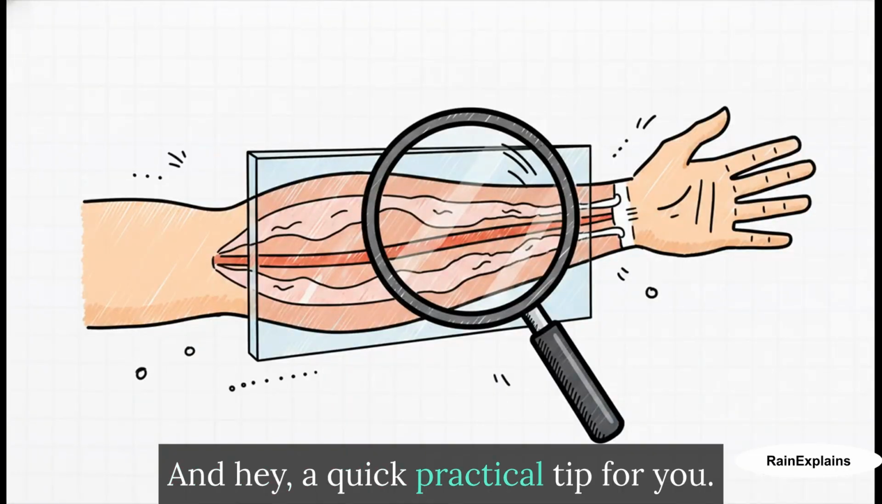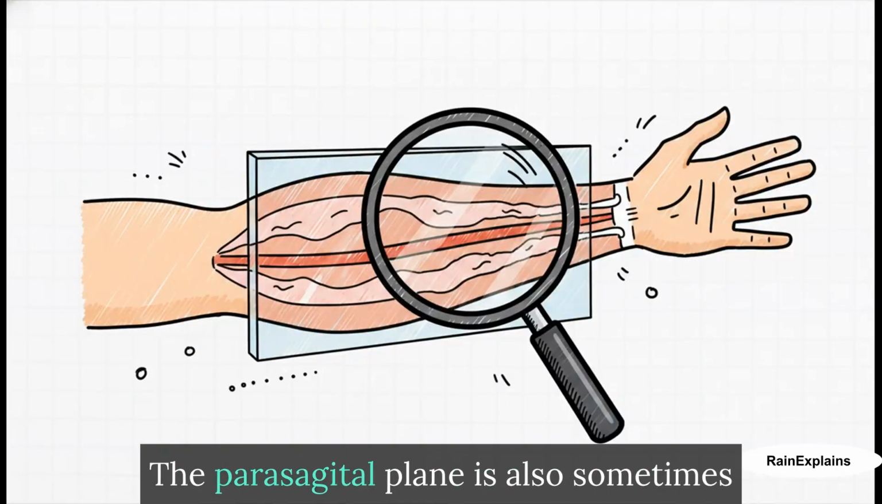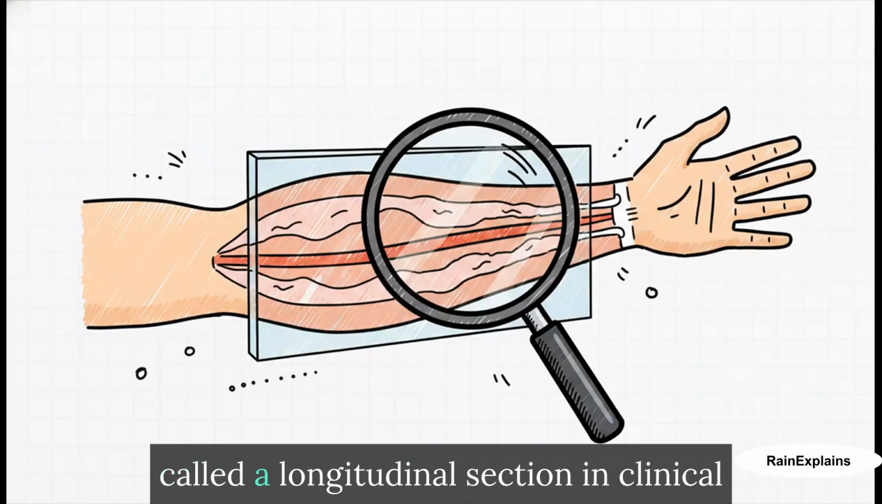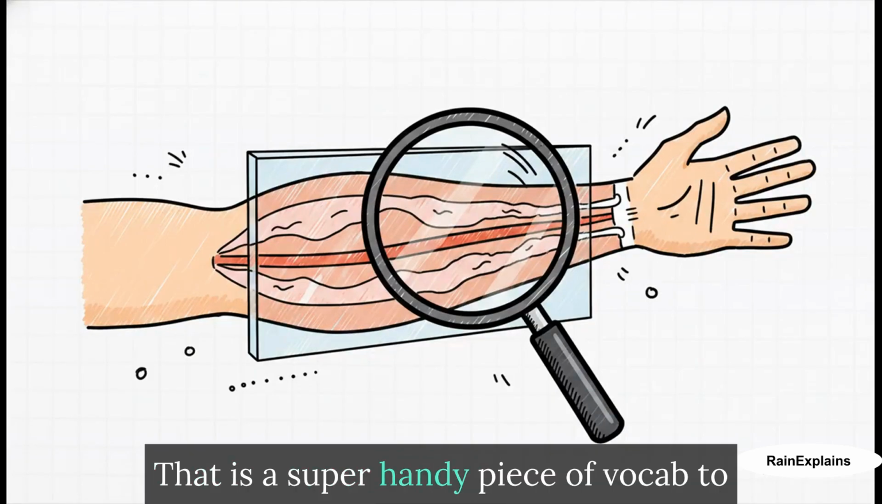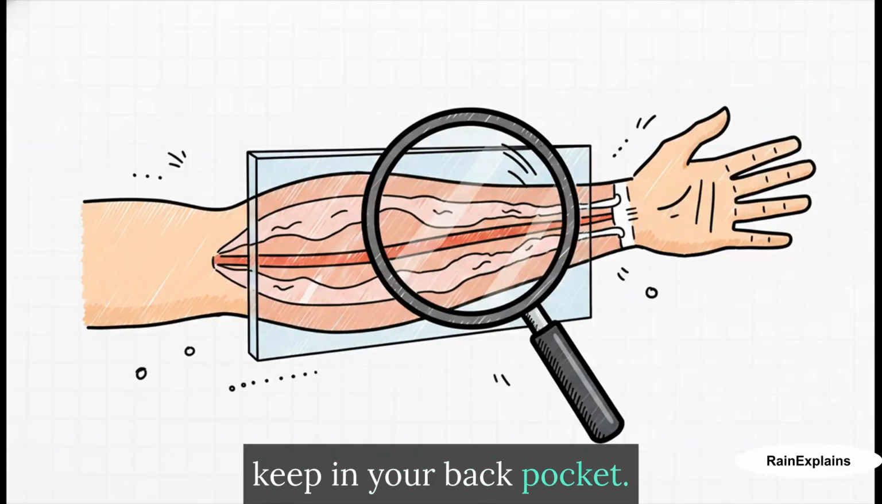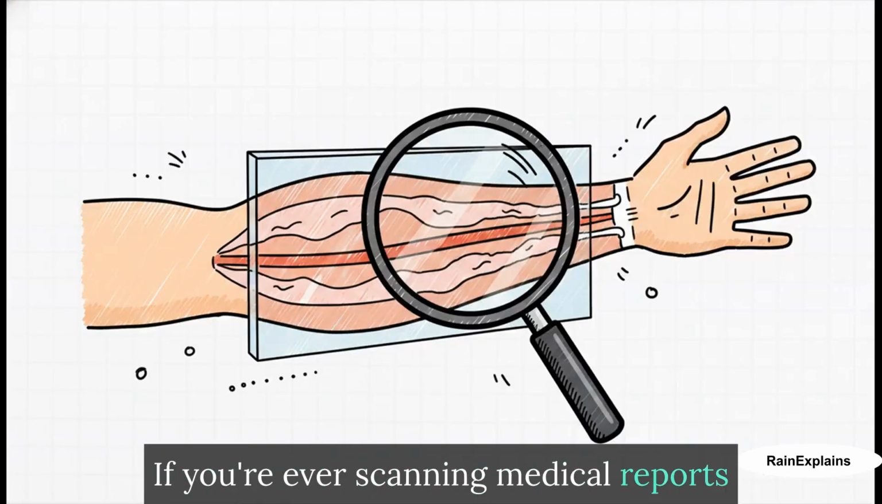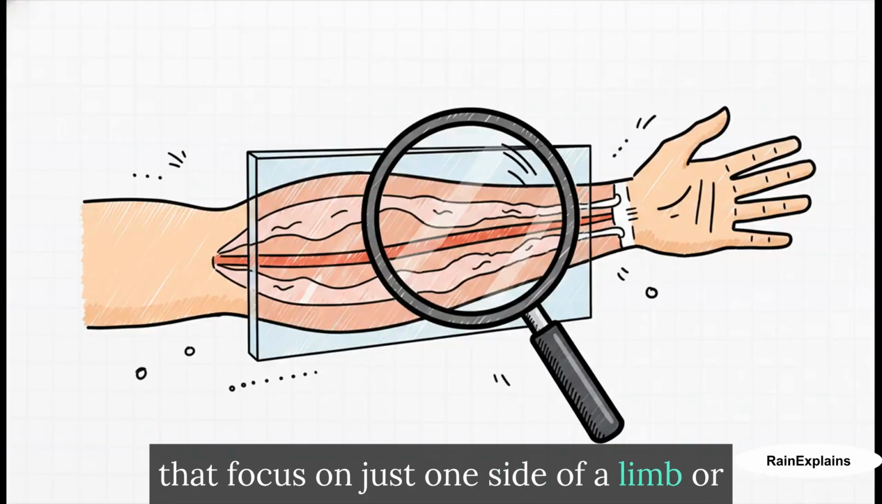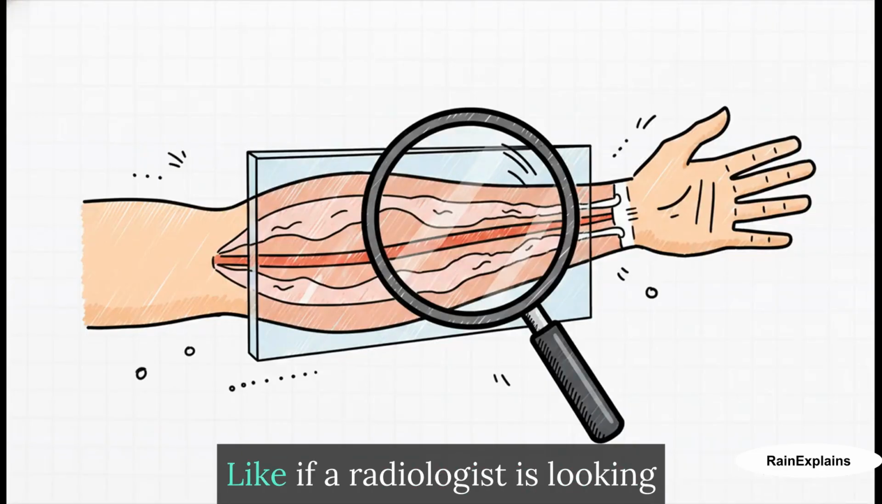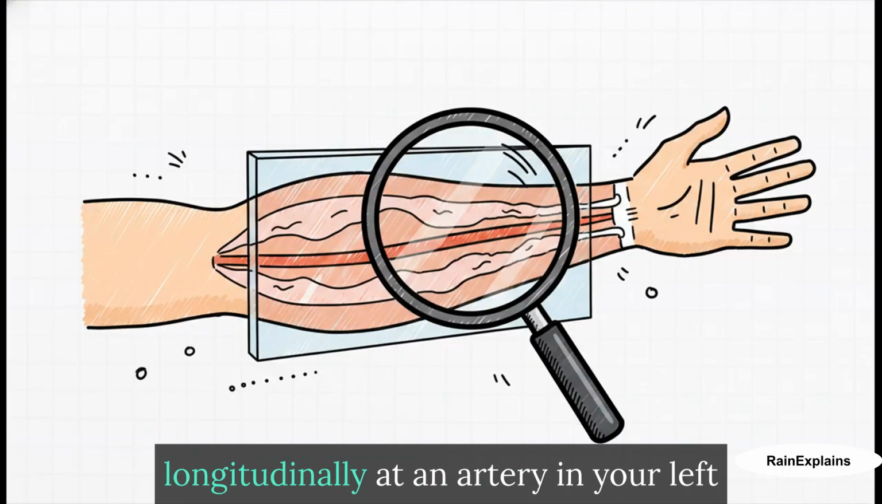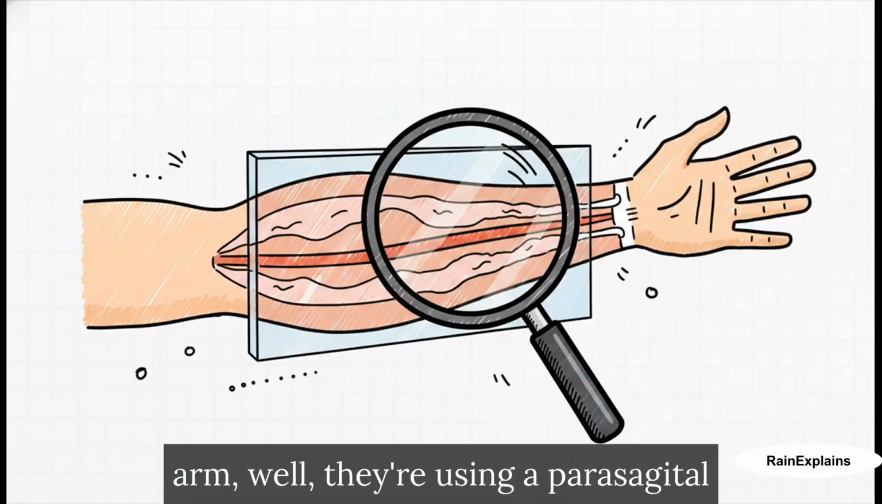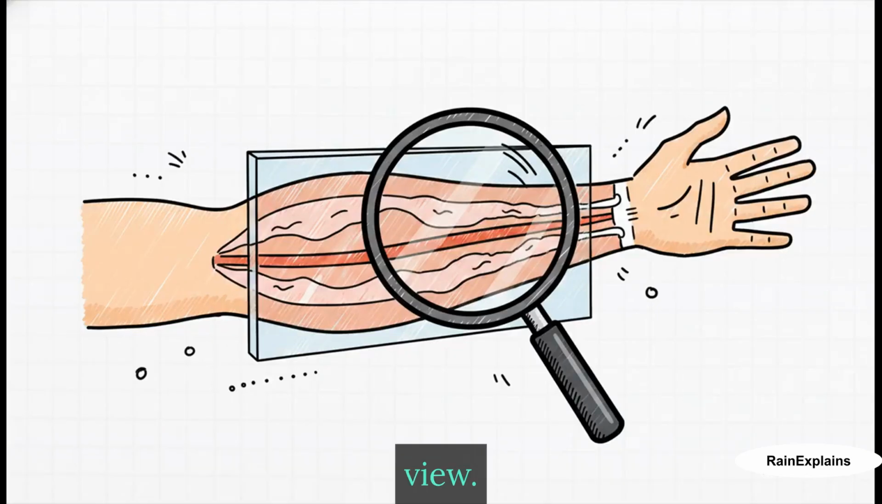And hey, a quick practical tip for you. The parasagittal plane is also sometimes called a longitudinal section in clinical settings. That is a super handy piece of vocab to keep in your back pocket if you're ever scanning medical reports that focus on just one side of a limb or maybe a specific organ. Like if a radiologist is looking longitudinally at an artery in your left arm, well, they're using a parasagittal view.